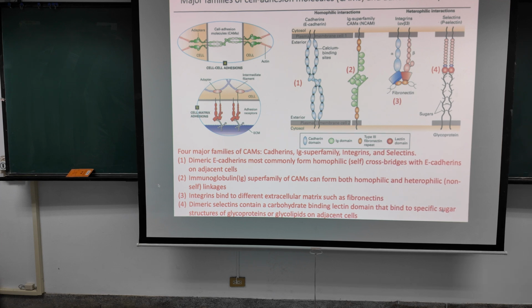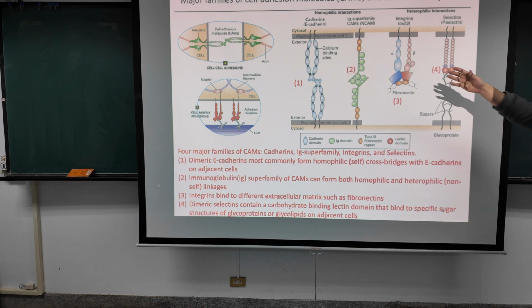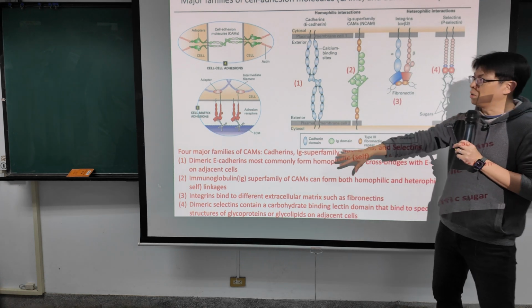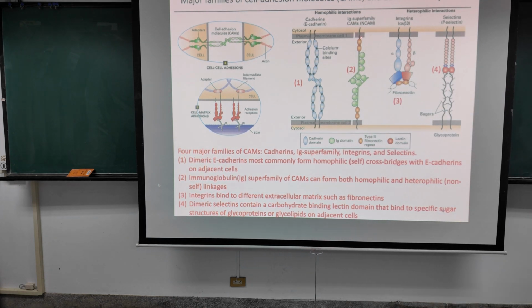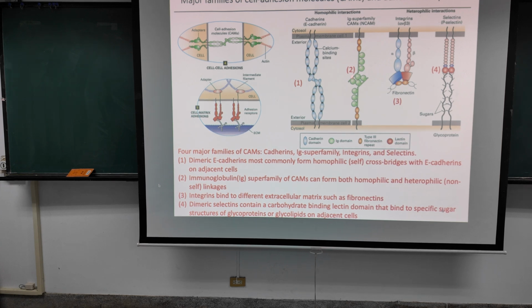They will use a lot of different transmembrane proteins. For example, this is cadherin. It has a short transmembrane domain and a huge extracellular domain, and the repeats are separated by a lot of calcium binding sites. So each cadherin will bind to each cadherin from the neighbor cells. And this is the Ig superfamily of CAMs. They can use those immunoglobulin-like domains to interact with other Ig superfamily members.